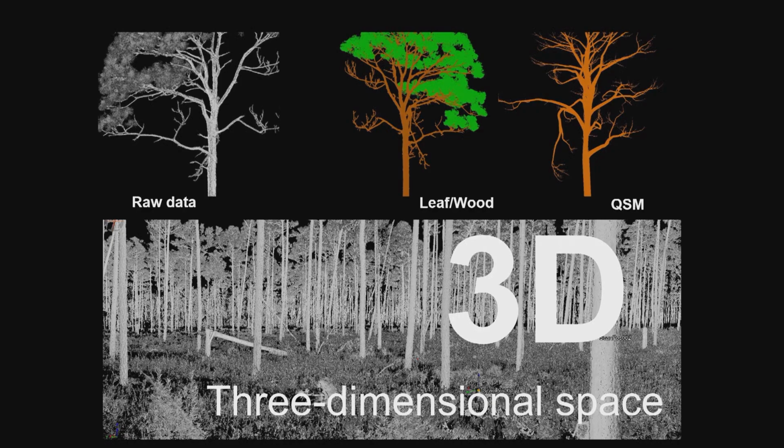So here you can see a beautiful LiDAR 3D point cloud, right? We have been talking about LiDAR since the morning. LiDAR provides 3D information of the forest. We can go from a raw point cloud to leaf and wood classification, and then the QSM models that we can use to estimate volume.